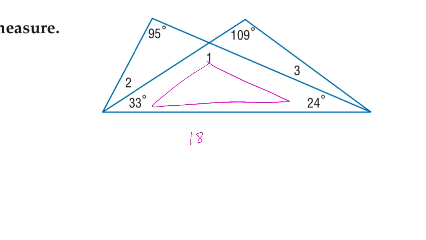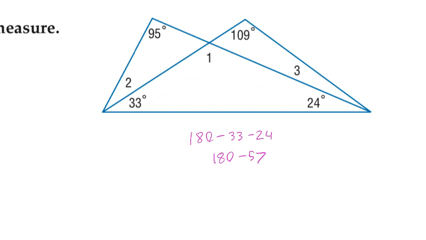And so we get 180 minus 33 minus 24. So that's 180 minus 57. So that leaves us with 123. So I'm going to erase this, and I put a 123 in here. That means 123 vertical angle. That means supplementary. We've got the 57 here, and we've got the 57 here.